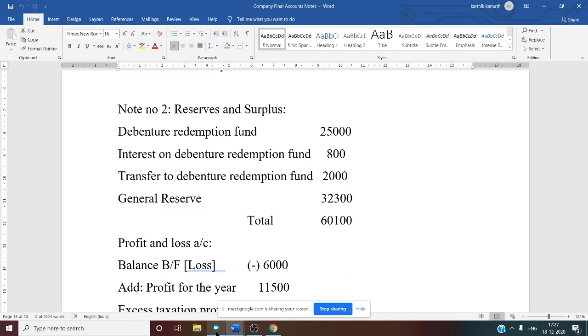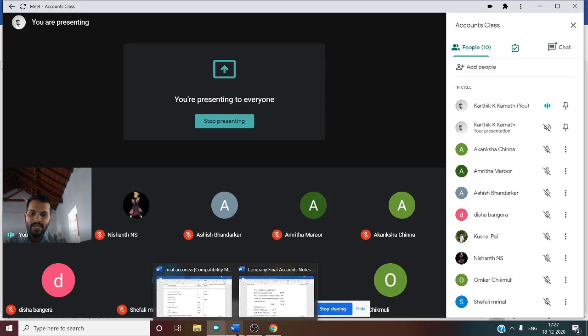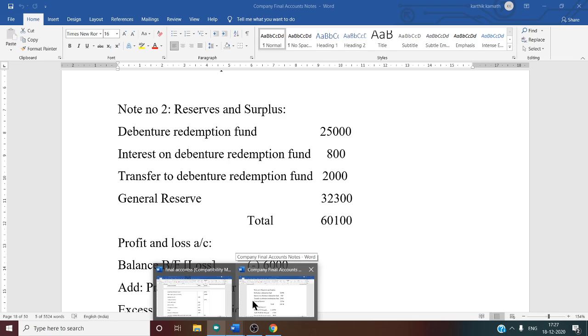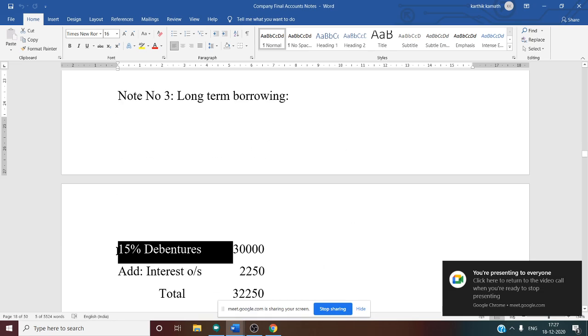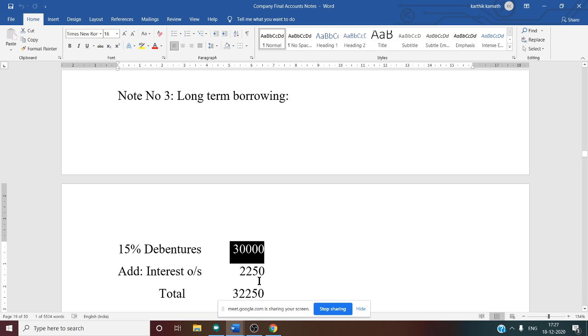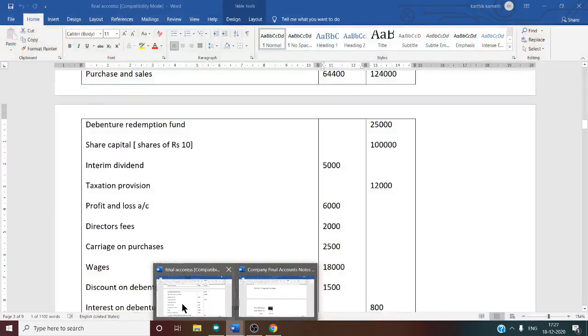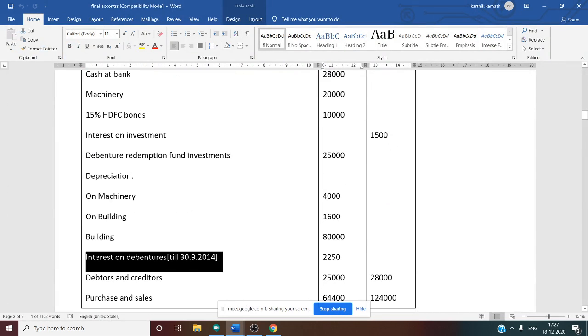Now next thing we have to see note number 3, that is long term borrowing. Long term borrowing, in the question they have given debentures. See this now, 15% debenture, class of debenture they have given, that is in the trial balance, within the trial balance, that is 30,000. But there are certain adjustments. For that now we have to see the question. See this, interest on debenture, if you see, interest on debenture is paid only for half of the year, that is from April to September.